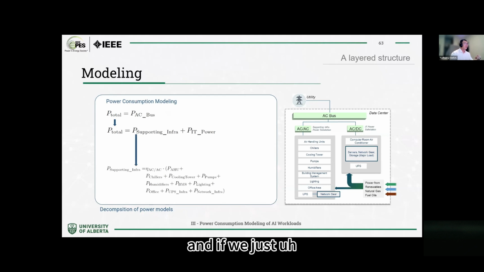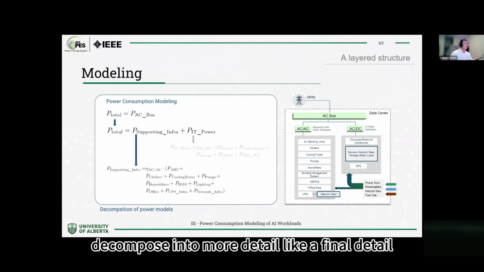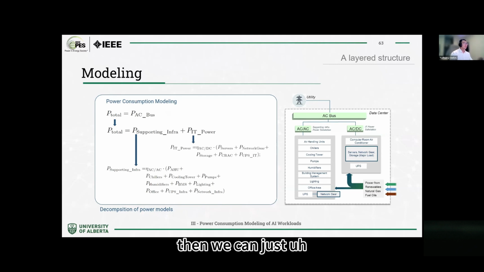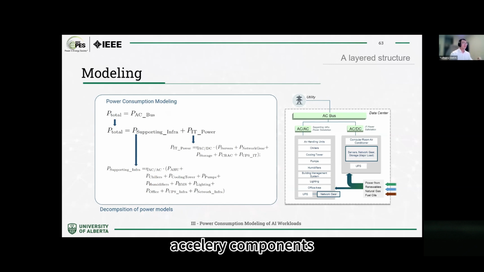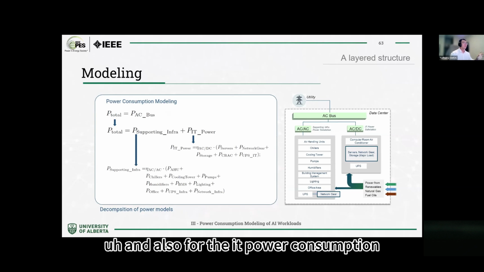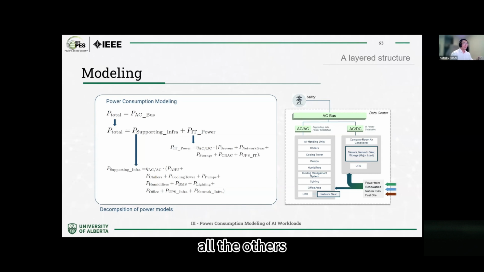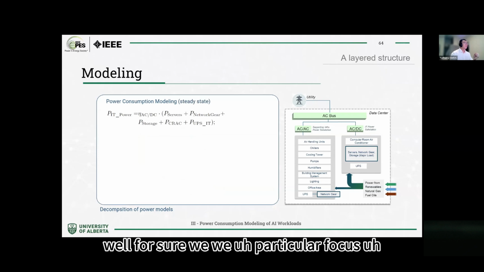If we decompose in finer detail, we can notice the supporting infrastructure consists of a lot of auxiliary components. And the IT power consumption can be decomposed into the server, the network, the storage, and all the others. For sure, our particular focus is on the IT power consumption.